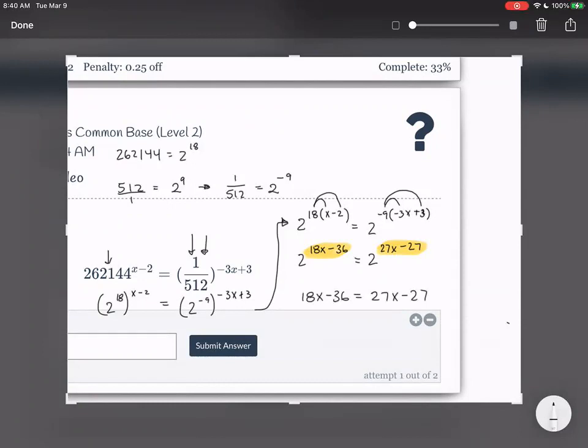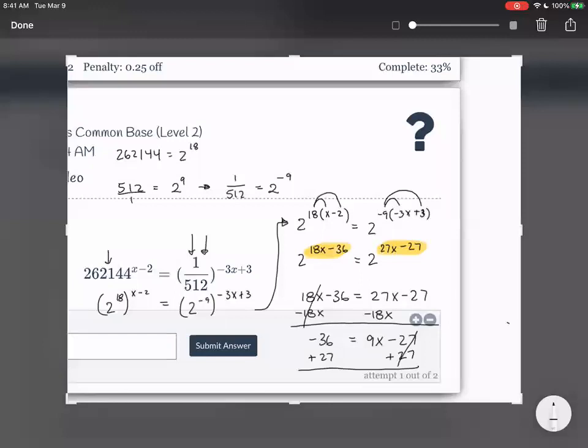So solving for x, let's bring all the x terms to one side. So I'm going to subtract 18x, subtract 18x. Those cancel out. We get negative 36 is equal to 9x minus 27. Okay, wait, I forgot to pause. Are there any questions up till here? All right, next is to bring the 27 over there.